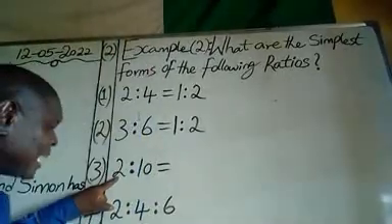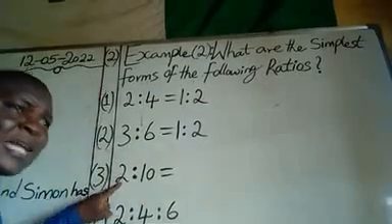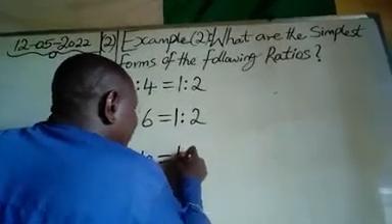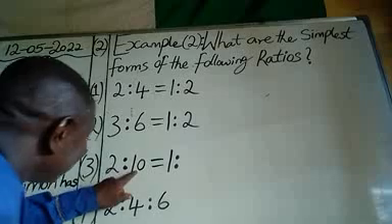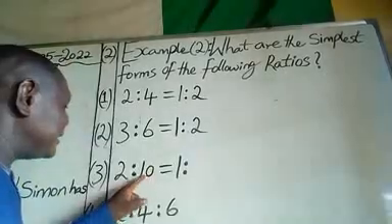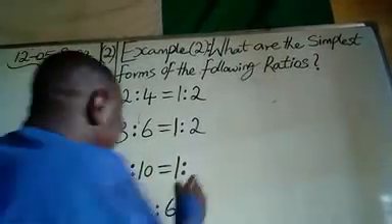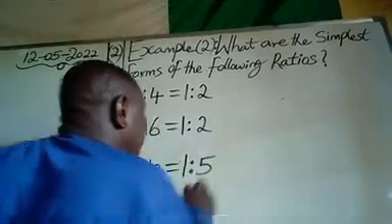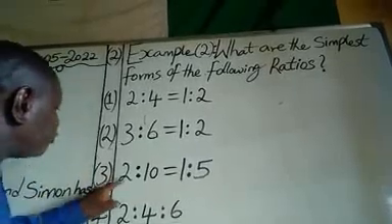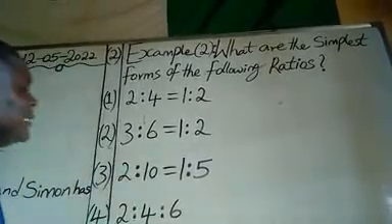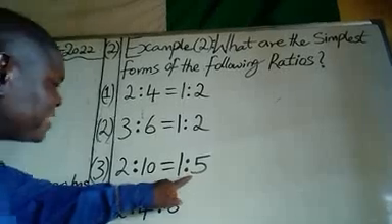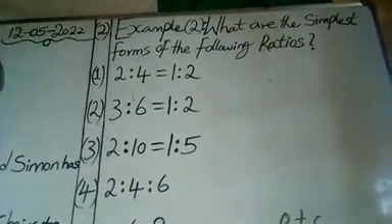This 2 divided by the 2 that I have selected. 2 divided by 2, the answer is 1. Put down the sign of ratio. Okay? 10 divided by the 2 that I have selected. 10 divided by 2, the answer is 5. The simplest form of 2:10 is 1:5. This is the answer. Alright?